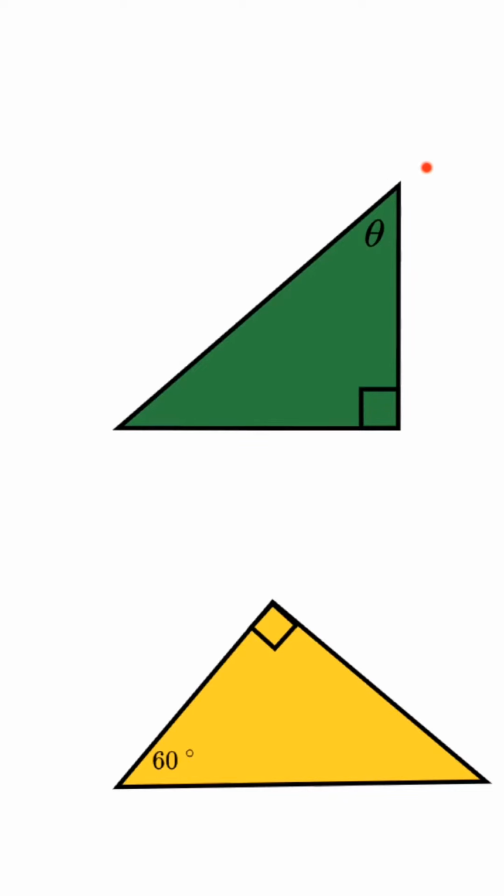Now, with respect to theta, we can identify which leg is the opposite leg and which leg is the adjacent leg. So the legs are always the two sides of the right triangle that form the right angle. The leg that's on the same side as the given acute angle and the right angle is called the adjacent leg. So I'm just going to put an A for adjacent. And then the other leg is going to be the opposite leg. Why? Because it's opposite the theta.